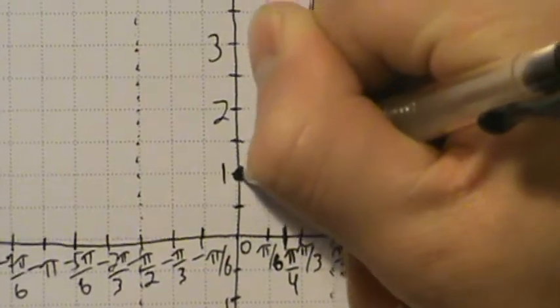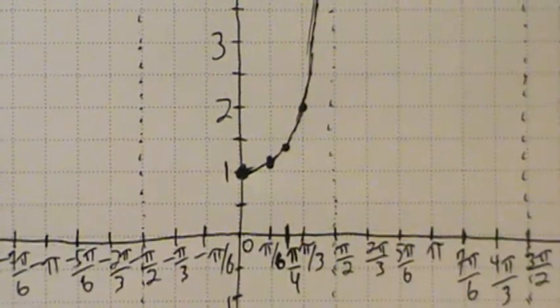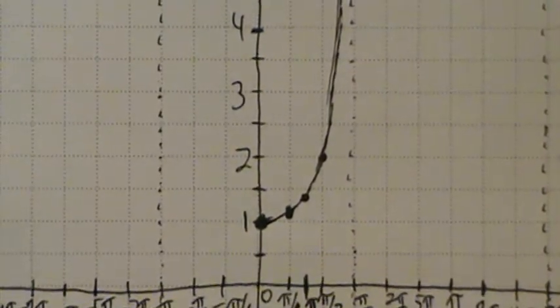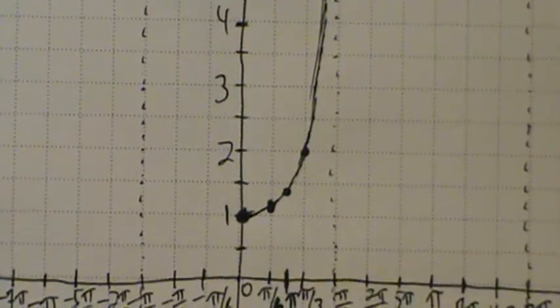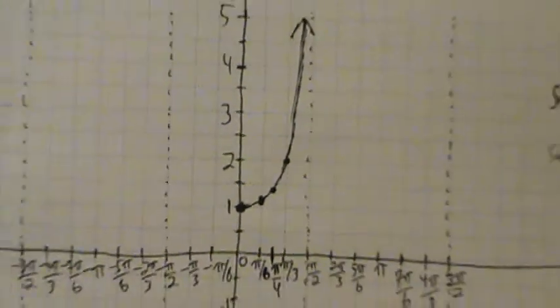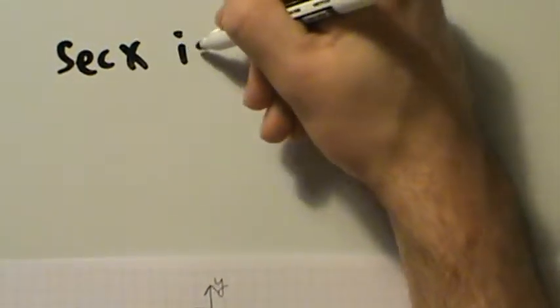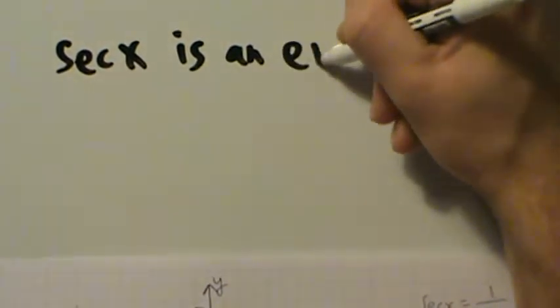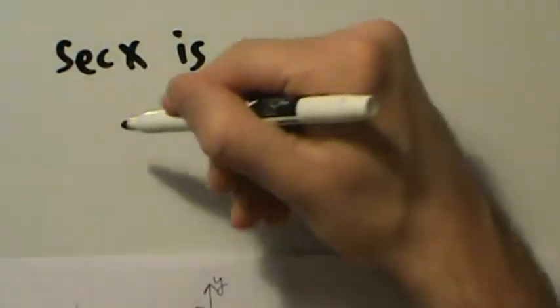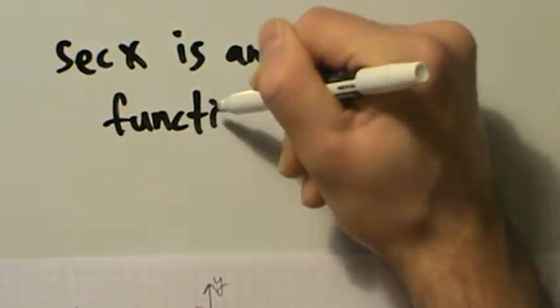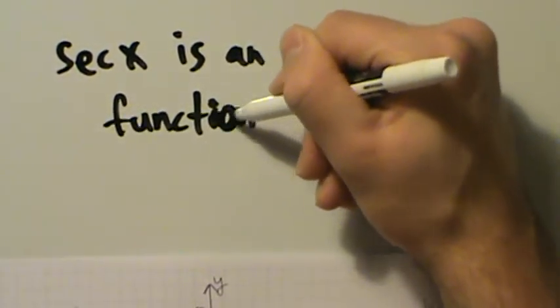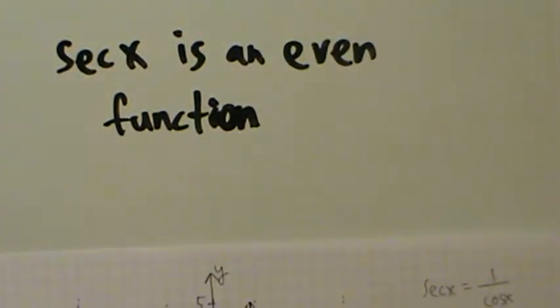Now, let's get away from plotting points for a bit. We'll have to come back to it briefly, but let's get away from it for now. So what kind of function is secant? Remember, secant of x is an even function. So what does it mean to be an even function? What does that mean about your graph?